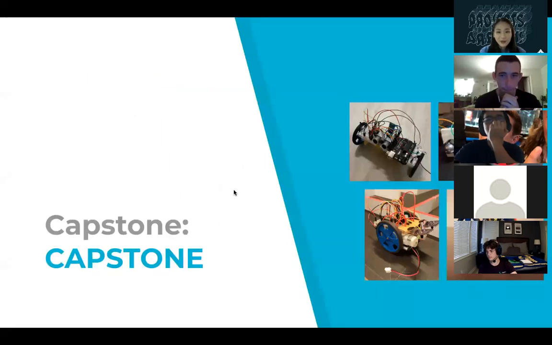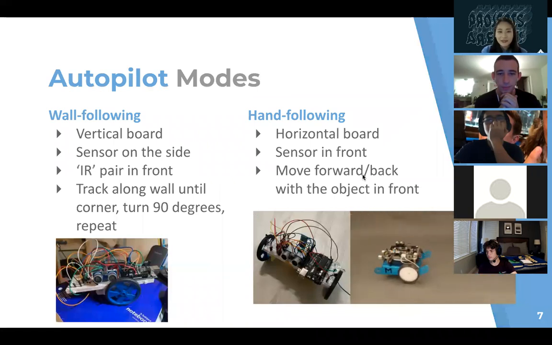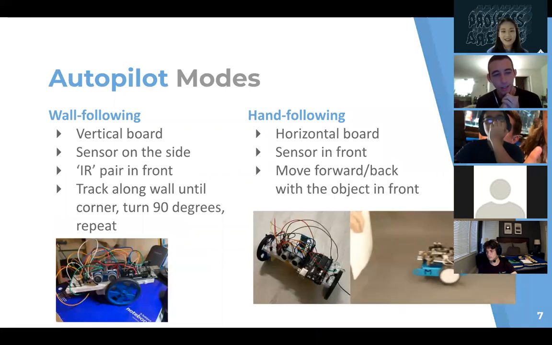All right, so the full capstone, we have 2 autopilot modes. You want to talk about the first one, Ryder? Yes, so the first one is going to be the wall following car.